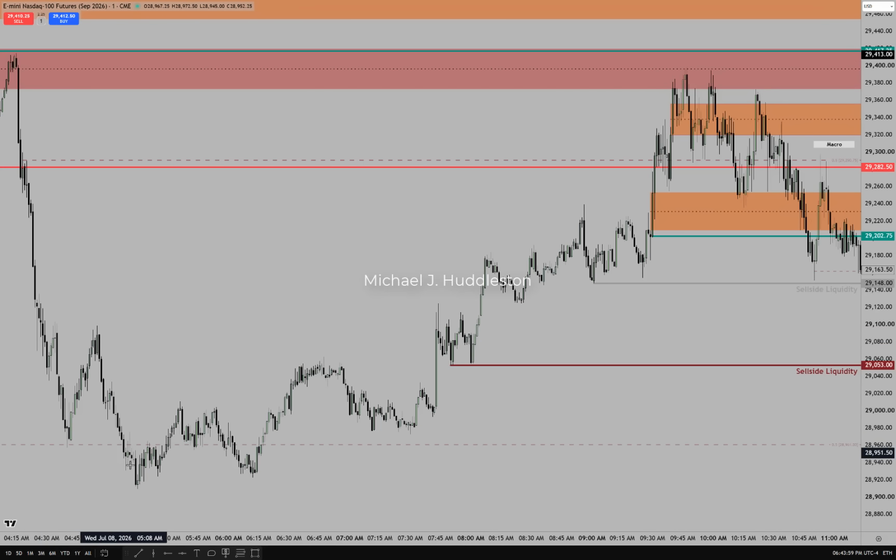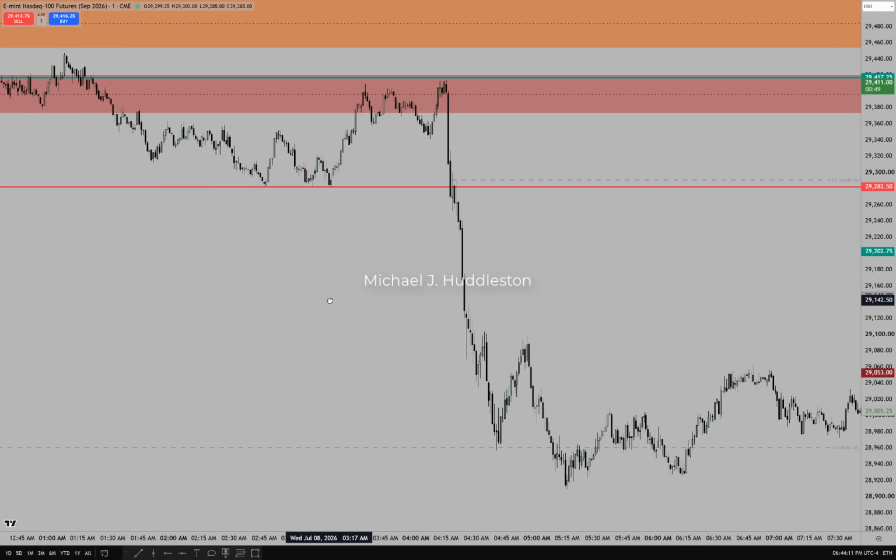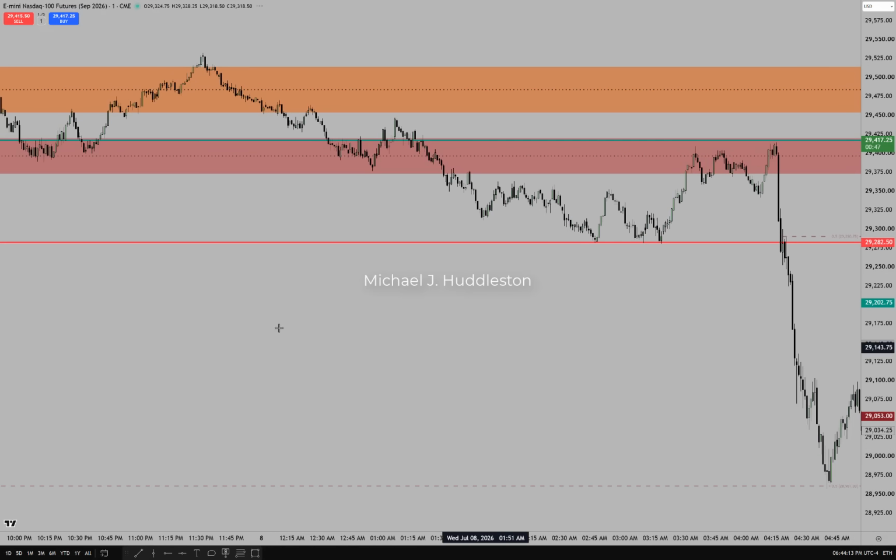It went there overnight after selling off up here. What is this pink box? What is that? That's the new day opening gap. Okay, and we can scrub back here and we'll see that right there.